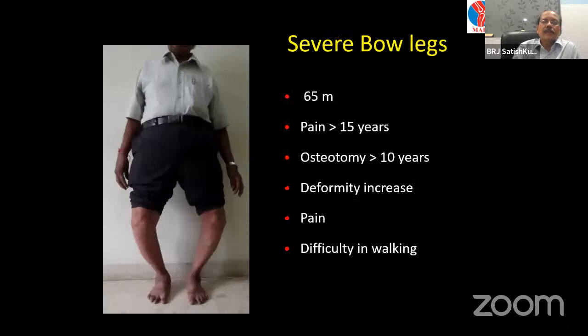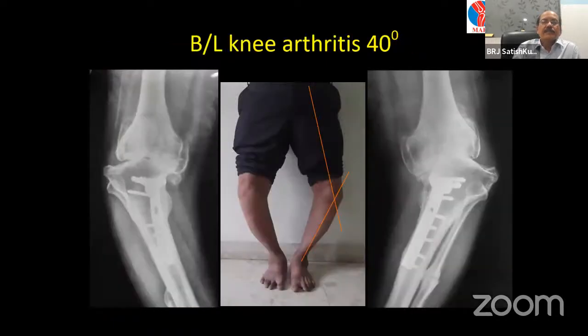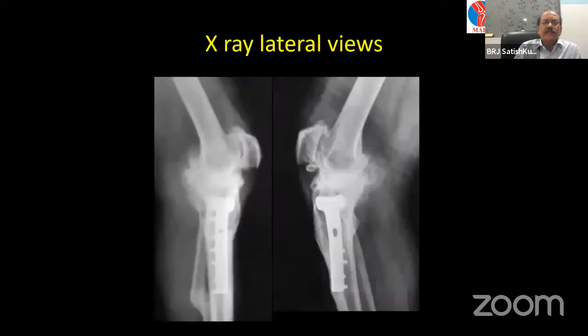So this is an example. A 65-year-old patient, with pain for more than 15 years. He underwent proximal tibial osteotomy more than 10 years back, but the deformity was progressive with increasing pain and difficulty in walking. So you can see here significantly laterally subluxed with a plate on the medial side. The deformity was around 40 degrees. This is the lateral view.